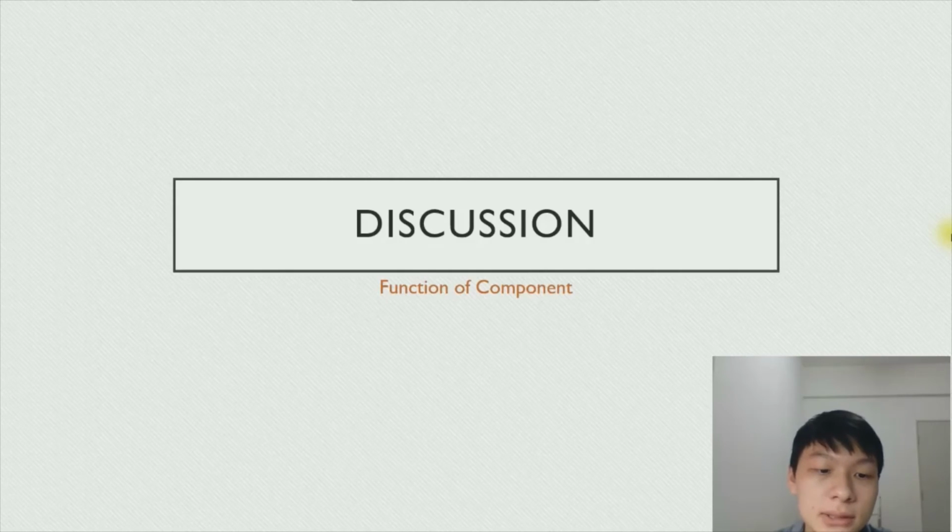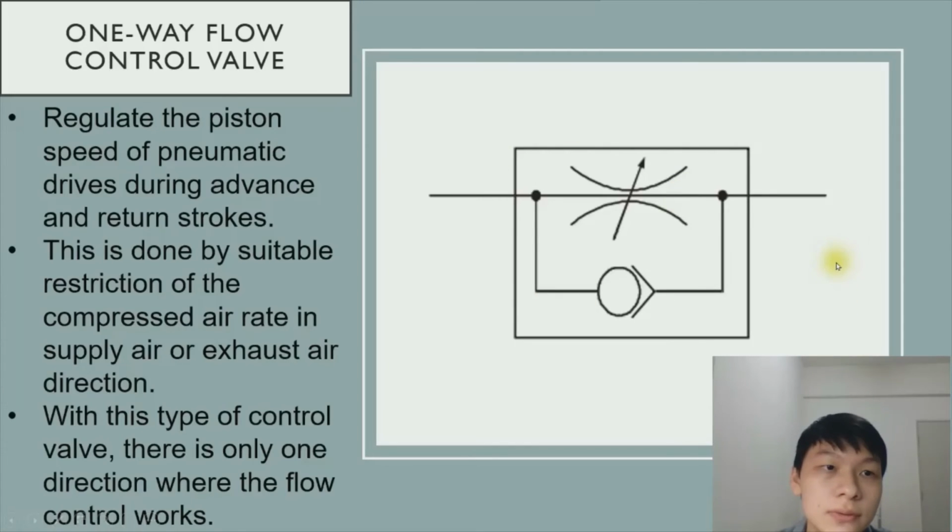For the discussion part, we will talk about the function of each component. This is the symbol for the one-way flow control valve. It regulates the piston speed of pneumatic drives during advance and return strokes. This is done by suitable restriction of the compressed air rate in the supply air or exhaust air direction. With this type of control valve, there is only one direction where the flow control works. This means we can slow down the airflow to a cylinder by using flow control valves.